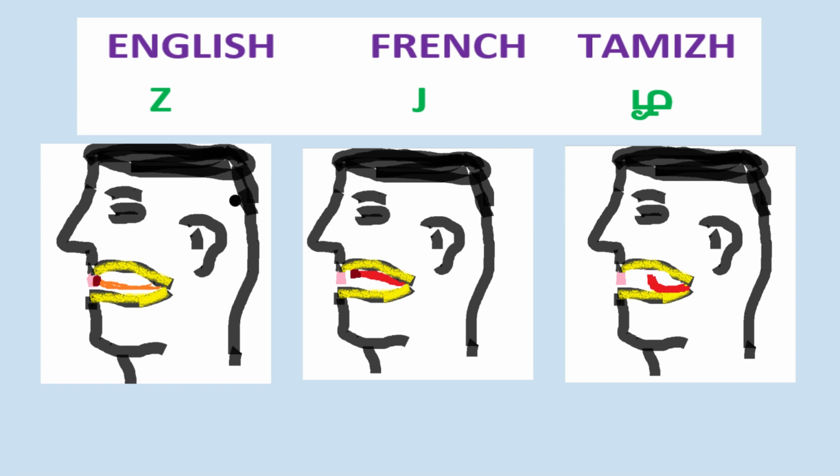So please look at the three images closely. The first one is Z of English, the second one is J of French, and the third one is Ra of Tamil. I have drawn three funny images, but I guess it will serve the purpose. In the first, Z of English, you can see that the tip of the tongue almost touches the rear of the upper teeth. This is the position for Z of English. And as we say Z, a little air escapes, making that kind of Z sound. You can try it yourself. You don't need to be loud. Just say Z just to see how it works.